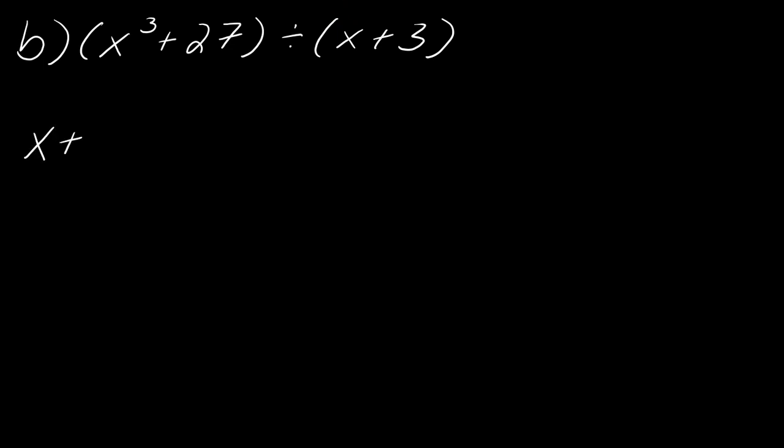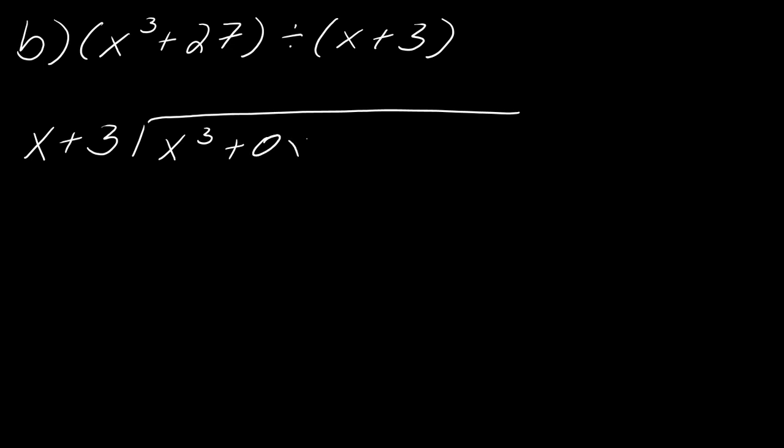Okay, so I'm going to set this up as x plus 3. And remember the other part of this: I need to put in placeholders. So I've got x cubed, 0x squared, 0x, and 27. My recommendation to you would be, if you're feeling good about this, see if you can go all the way through with the answer. Otherwise, just pause along the solution. I'm going to go through the solution right now, but pause if you need to, or try it all the way.